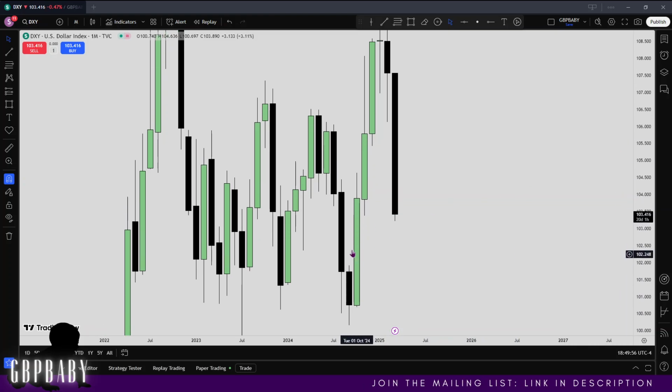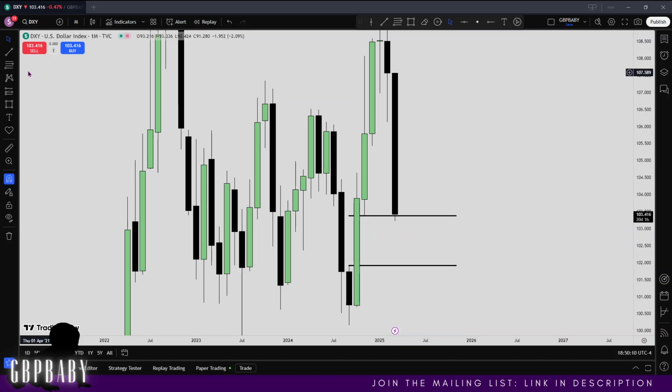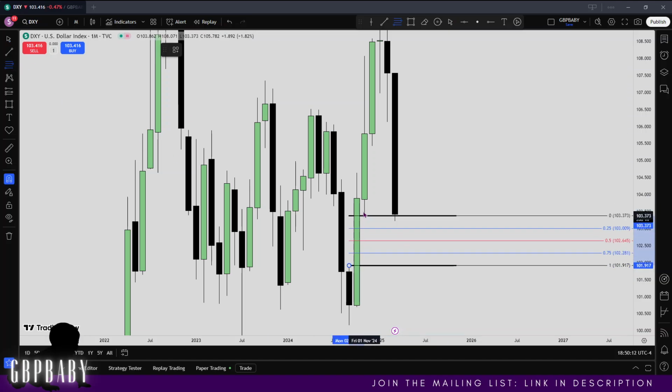So what I'm going to do here is split the fair value gap up. So we have the high of the fair value gap, which is right here. And I'll just make this black. And then we have the open of the fair value gap right here. And then I'm also going to divide it and identify the midpoint.